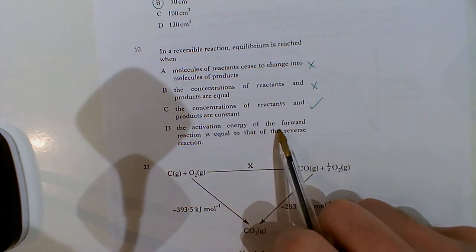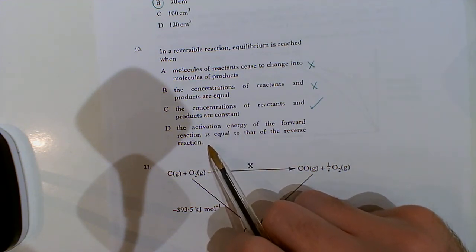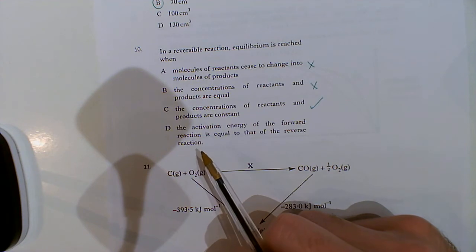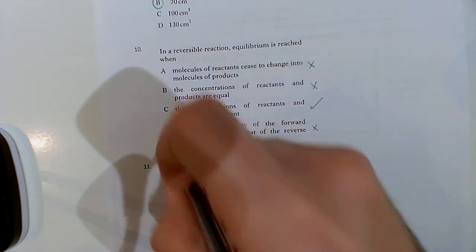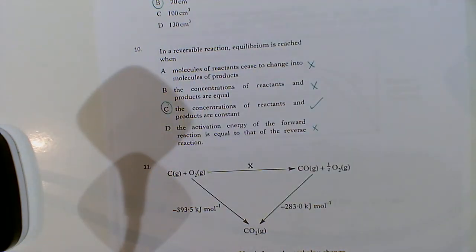The activation energy of the forward reaction is equal to the reverse reaction. Well, that's never true. You've always got one that has a higher activation energy than the other. So that one's not true. So it leaves us with C. At equilibrium, concentrations of reactants and products are equal.